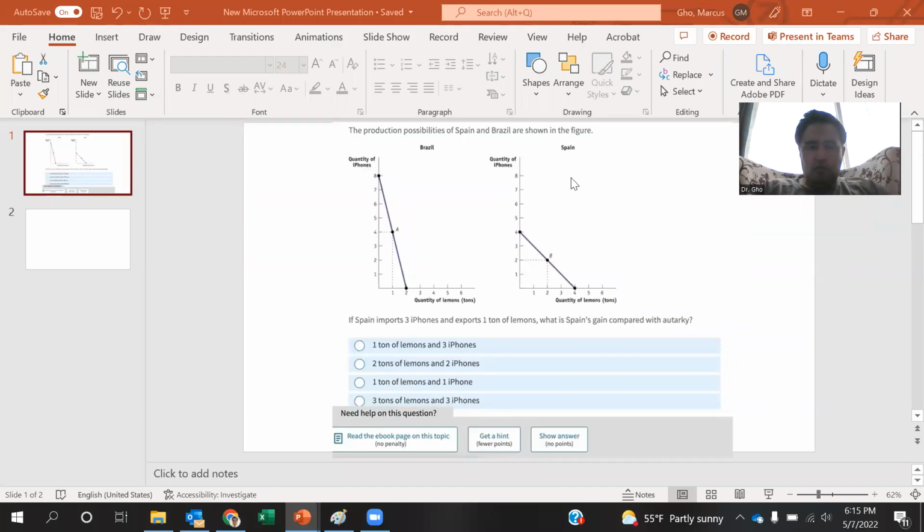Okay, for this week's homework helps, I'm going to start off by going over a problem from the learning curve. This one has two production possibilities, one for Spain, one for Brazil, and it has something about Spain. Let me mention something about PPFs.